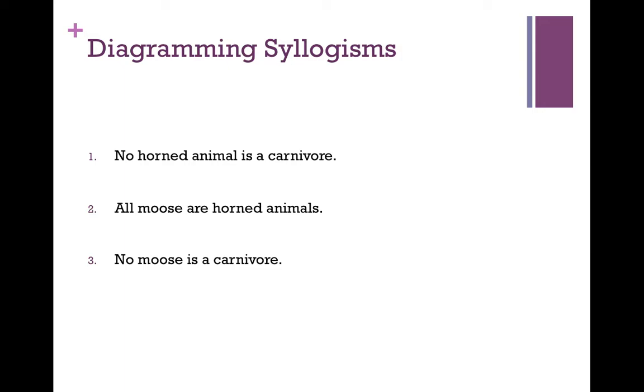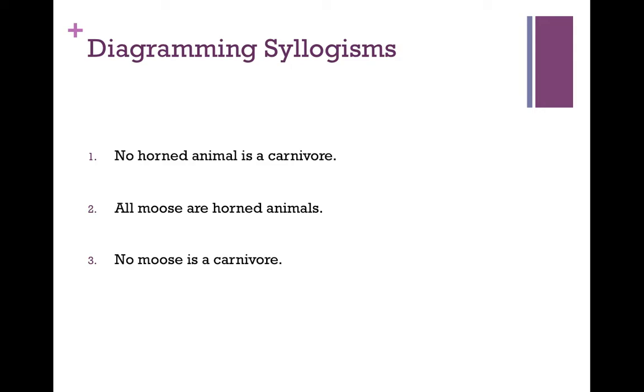We're just going to do a couple of examples of this, and then I'm going to let you loose to do some homework. But take the following argument, for example. No horned animal is a carnivore, all moose are horned animals, and no moose is a carnivore. Now this is a pretty simple argument, but how would you go about diagramming it? Well, to me, it's kind of confusing.